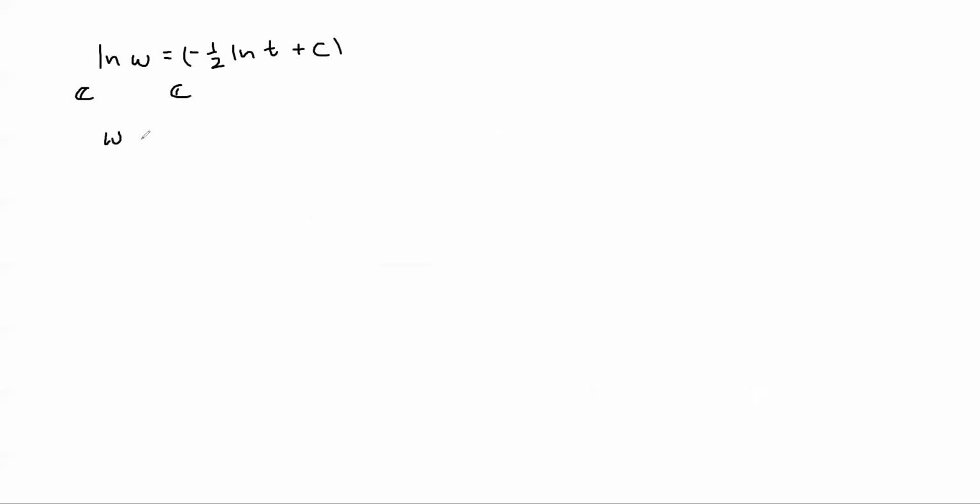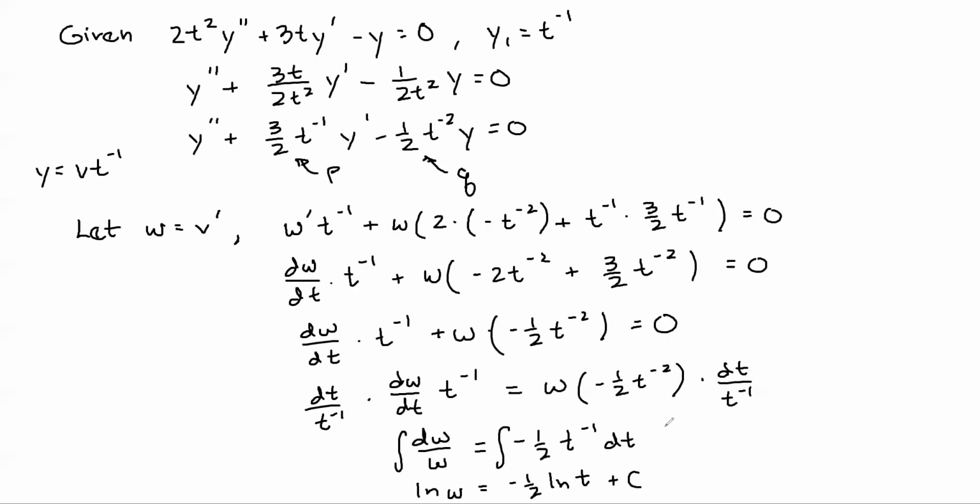So you're going to get w equals, so you could split this up into e to the negative 1 half ln t times e to the c. The e to the c you can just replace with just a regular c. And so you're going to get e to the negative 1 half ln t, which you can take the negative 1 half and bring it inside. And so we're going to have c e to the ln t to the negative 1 half, which is c t to the negative 1 half. Okay, hold on.